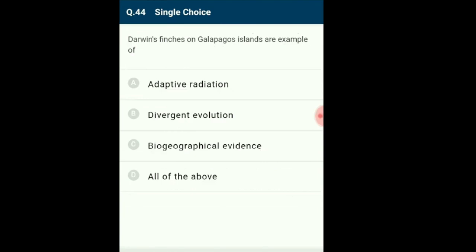Question number 44. Darwin's finches on Galapagos Island are examples of. Darwin's finches represent one of the best examples of adaptive radiation, in which different varieties of finches evolved from a common original species, seed eaters, on Galapagos Island in due course of time. This type of speciation comes under biogeographical evidence. Single adaptive radiation results in divergent evolution. So the answer for this question is option D, all of the above.